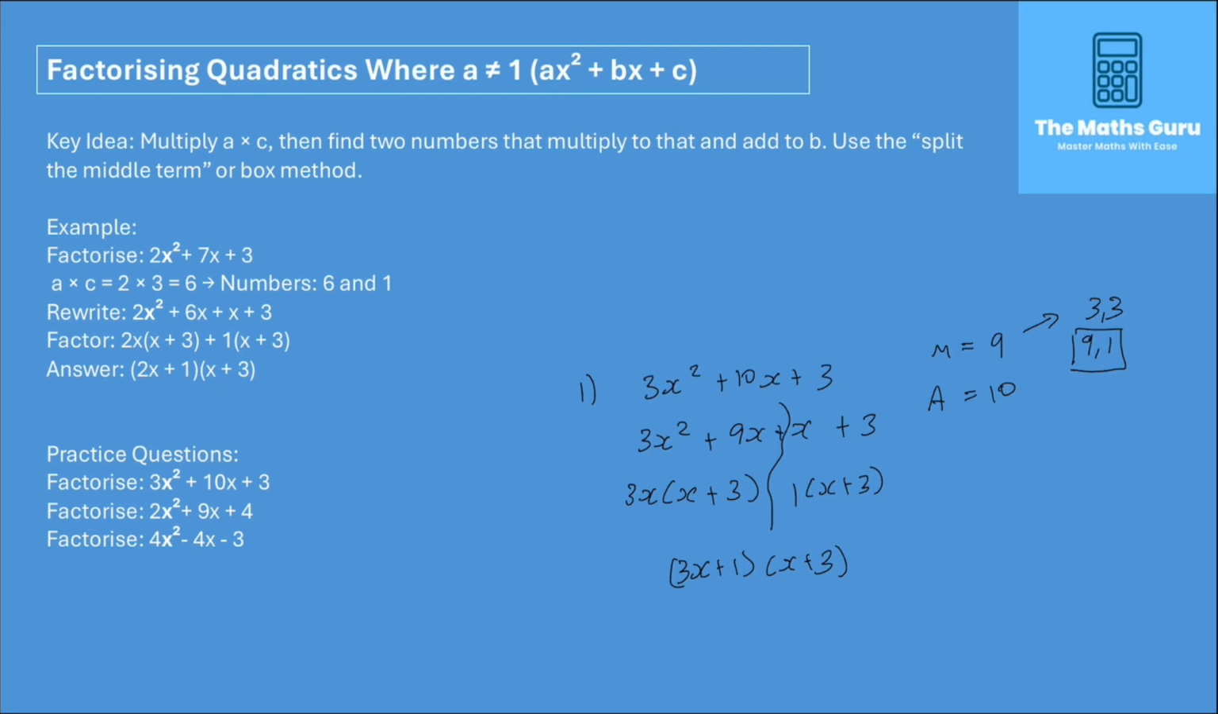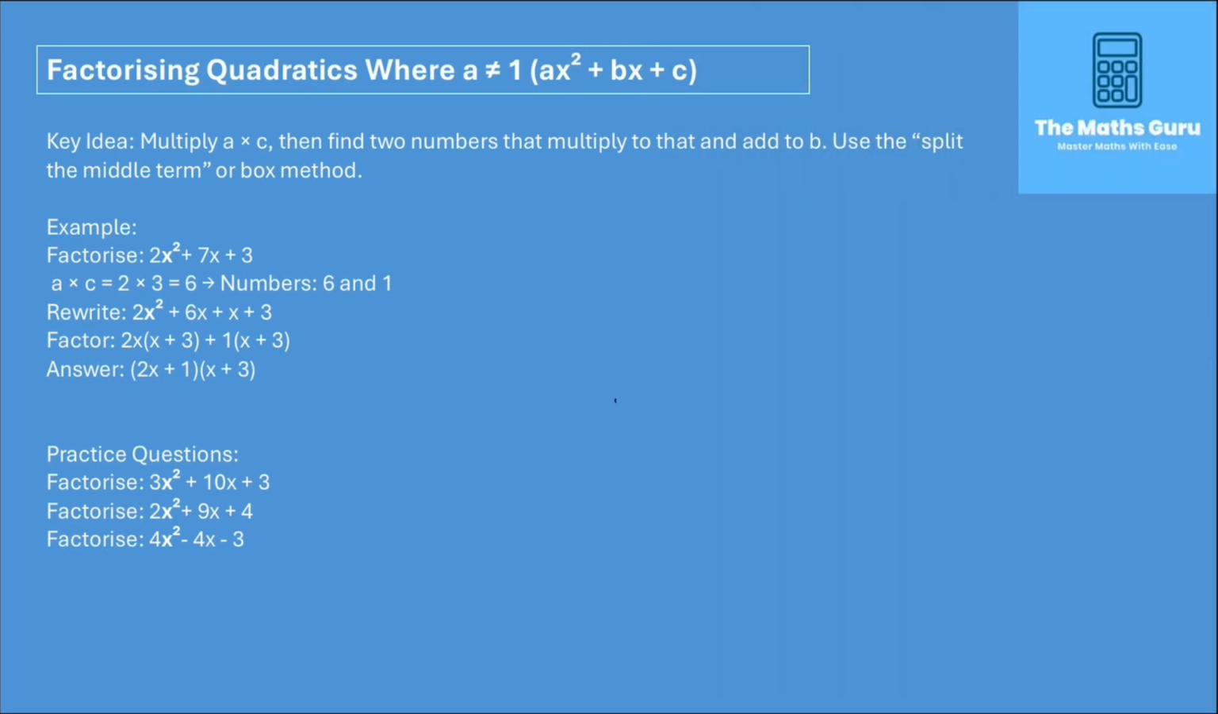So if you're finding it difficult, please just look back at that, and you should be able to resolve your issues. Looking at question 2 now, we have 2x squared plus 9x plus 4. We need two terms to multiply to give us 8 and add to equal 9. Start by using the factors of 8, so 4 and 2, or 8 and 1.